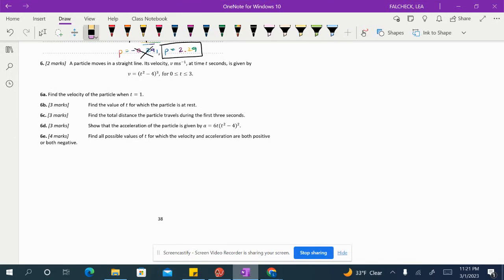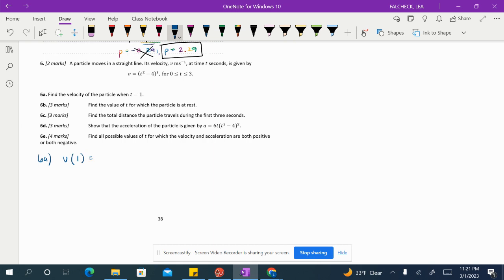All right, a particle moves in a straight line. Its velocity at time t seconds is given by v equals (t squared minus 4) cubed when t is between 0 and 3 seconds inclusive. So 6a says find the velocity of the particle when t equals 1. They gave us the velocity function, and we're finding the velocity when time is equal to 1. So it's just a simple substitution problem here.